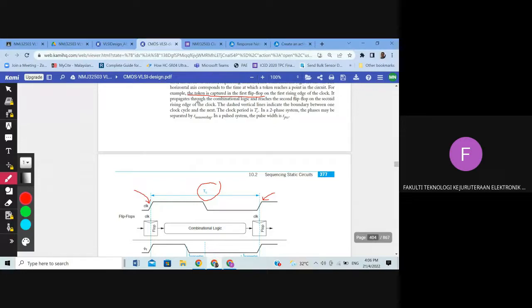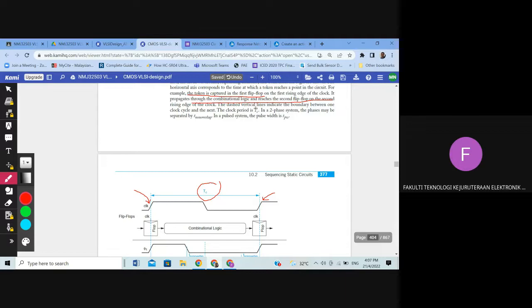It propagates through the combinational logic. Data is captured here on the first rising edge of the clock, and then the data is propagated. Once the data is ready, it will propagate to the next block, which is the combinational logic, through the combinational logic and reach the second flip-flop on the second rising edge of the clock.